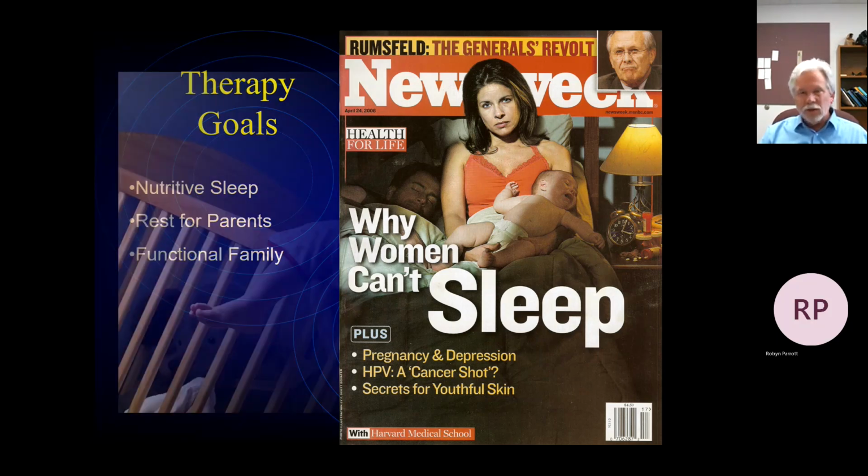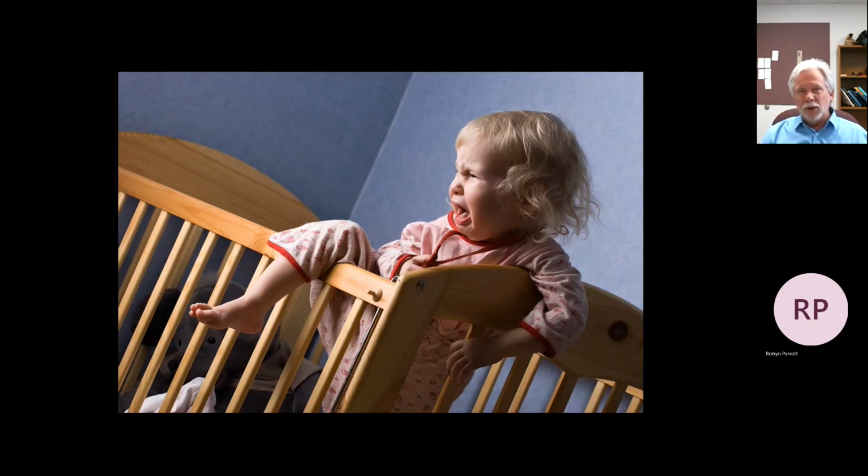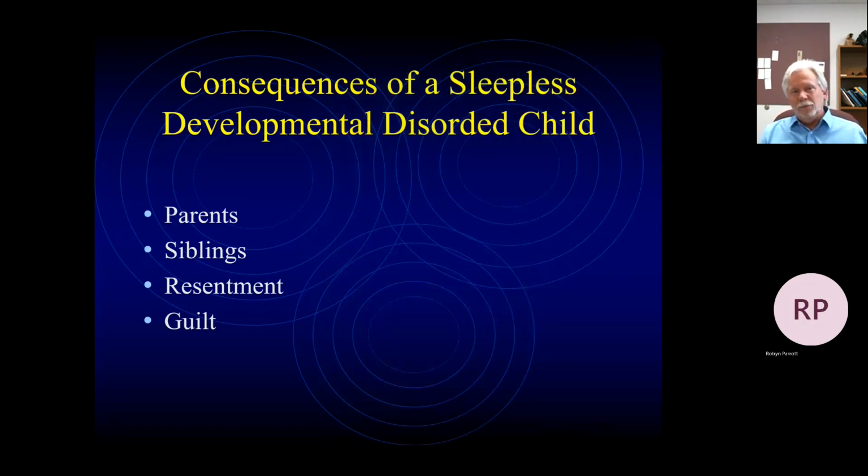So snoring is obnoxious, but I'm not sure snoring is any worse than this. A sleepless child is a stressful situation for the family. It primarily tends to affect the parents, and I have to be honest, in my experience, it's primarily the mothers who end up taking care of the sleepless child more so than others. But it also indirectly affects siblings.